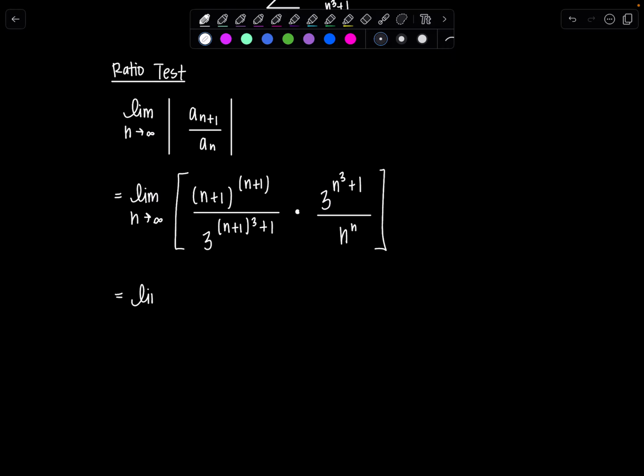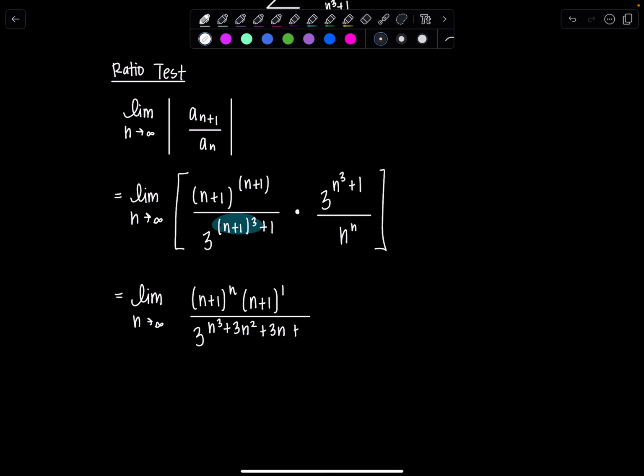And first thing I want to do is focus on n plus 1 raised to the n plus 1. We're going to break that up, write it as n plus 1 raised to the n times n plus 1 to the first power. In the denominator, 3 raised to the n plus 1 quantity cubed, I'm going to expand all of that. So n plus 1 cubed is n cubed plus 3n squared plus 3n plus 1, but then I have another plus 1, so plus 2. And then this is times 3 raised to the n cubed plus 1 over n to the n.